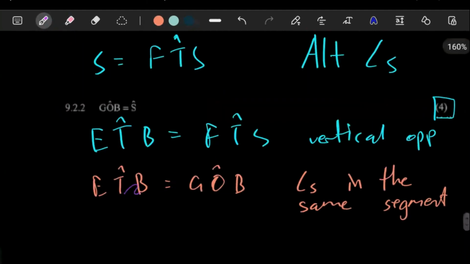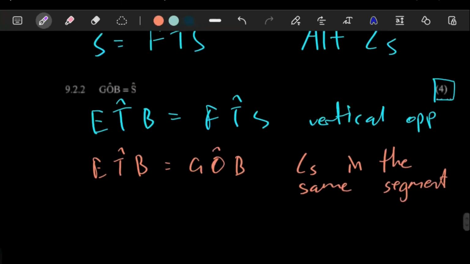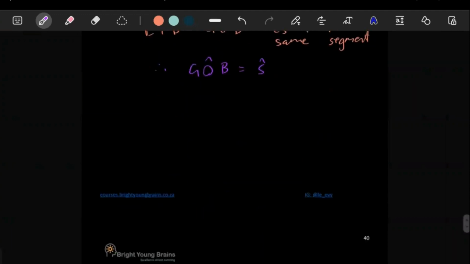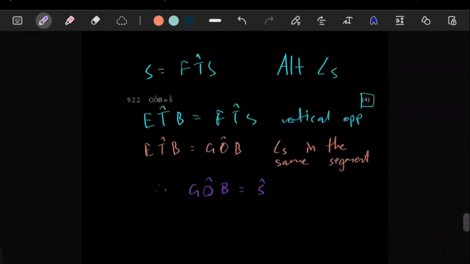So, all things considered, we have said that this is equal to GOB, this is equal to FTS, and FTS is equal to S. So we can say therefore GOB is equal to S. That's a conclusion, basically, because you can trace it. This is equal to that, this is equal to that, and this is equal to S. They're all equal to each other. Now we can move on to question number 10.